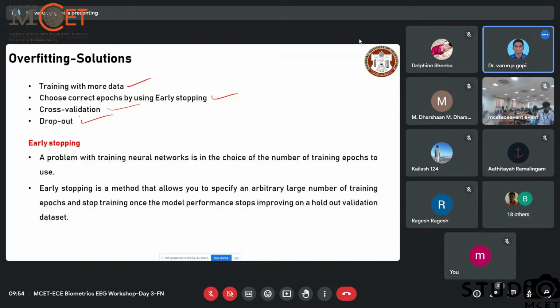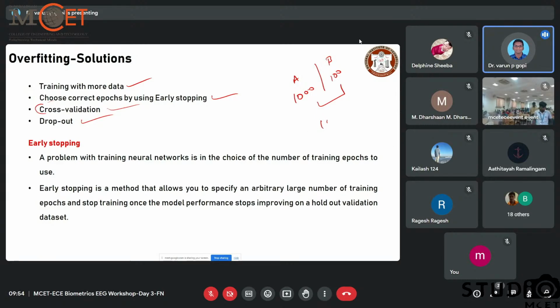Cross validation means, let's say for example, you have 1,000 data of one category and 100 data of another category. So there is a huge data imbalance. Whenever we go for a neural network design, first you have to check that the number of images in each category should be at least roughly equal. Otherwise, there will be a data imbalance. Here you can see that class A has 1,000 data and class B has 100 data, so there is a class imbalance. In such cases, we have to go for cross validation.